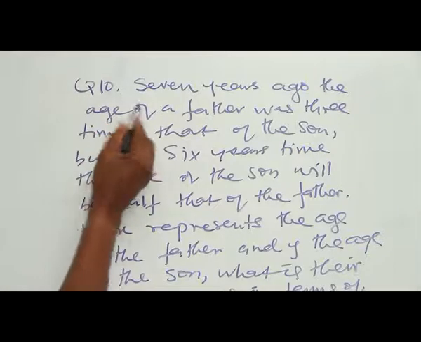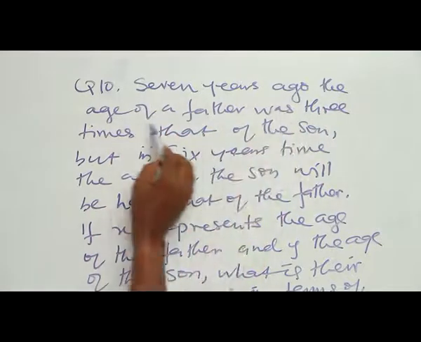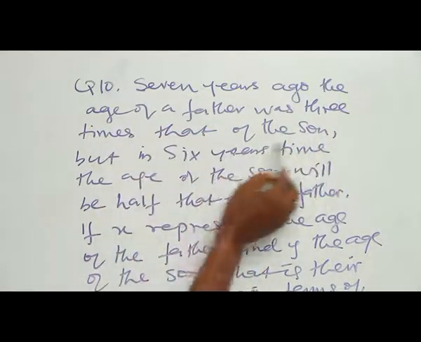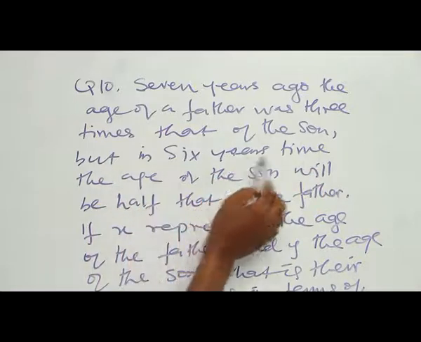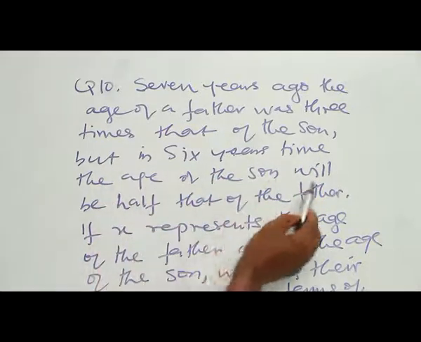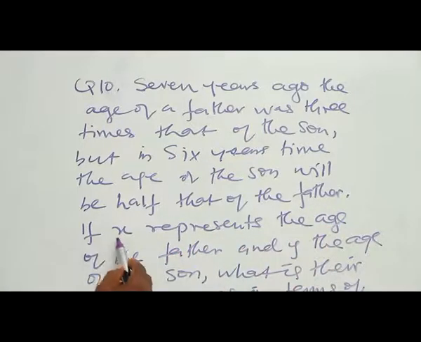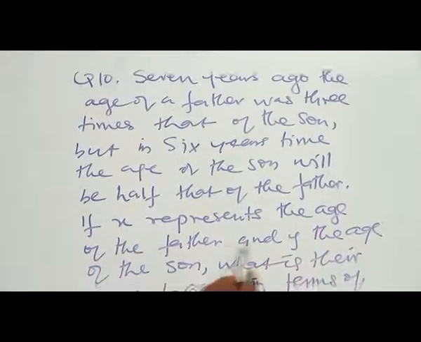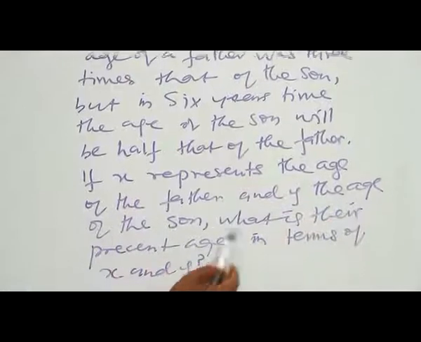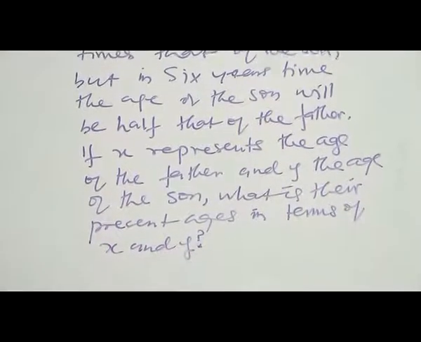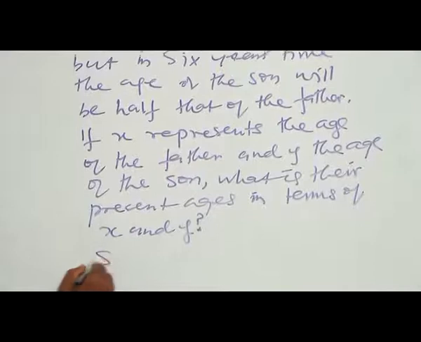Question number 10. 7 years ago, the age of the father was 3 times that of the son. But in 6 years' time, the age of the son will be half that of the father. If s represents the age of the father and y the age of the son, what is the present ages in terms of s and y?